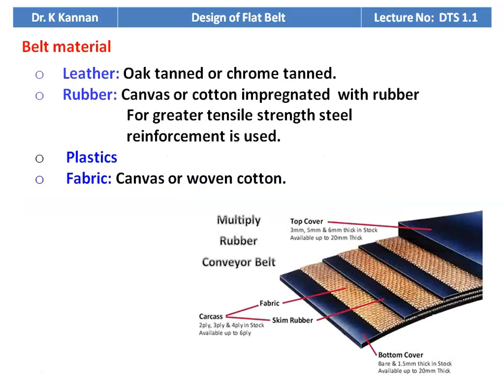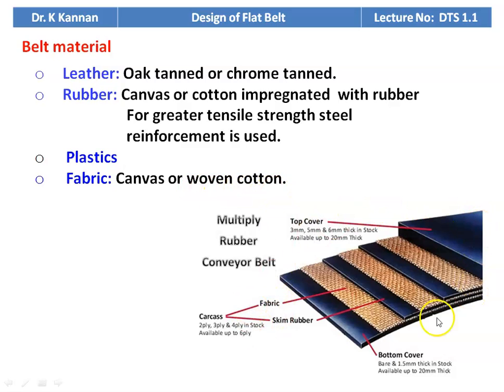And these are all the belt materials used for the various types of belt. Leather, oak tanned or chrome tanned leather belt, rubber, canvas or cotton impregnated with rubber. For greater tensile strength, steel reinforcement is used. And the plastic belt material, fabric like canvas or woven cotton.